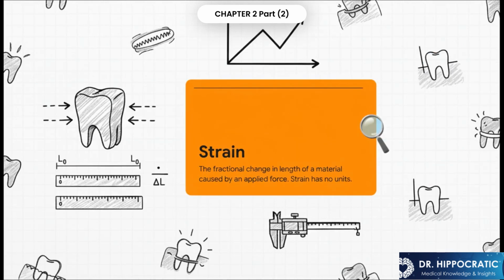And what's the effect of that stress? Well, that would be strain. Strain is simply how we measure the deformation, how much the material actually changes shape. You just take the change in its length and divide it by its original length. And here's a super important exam point. Because you're dividing length by length, the units cancel out, so strain has no units.